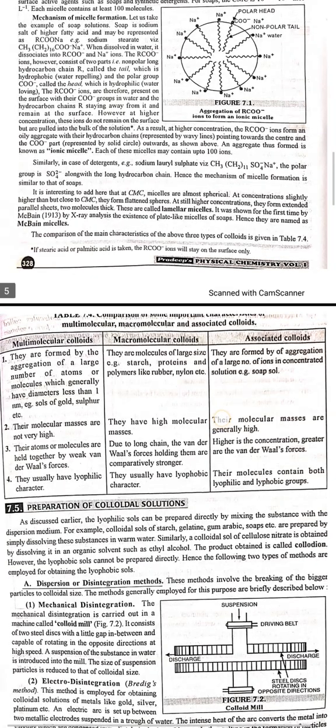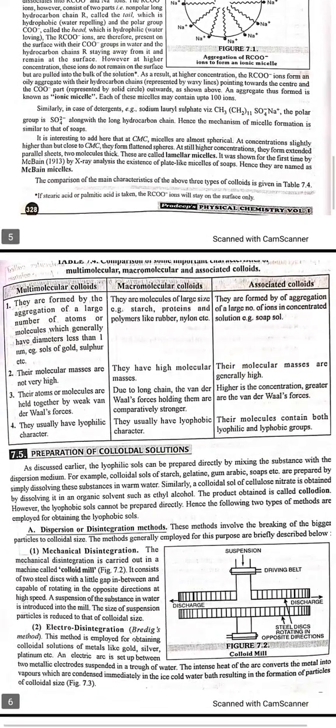Now, in table 7.4, comparison is given between multimolecular colloids, macromolecular colloids, and associated colloids. Multimolecular colloids are formed by the aggregation of a large number of atoms or molecules and generally have diameter less than 1 nanometer, for example sols of gold, sulfur, etc. Macromolecular colloids are molecules of large size, for example starch, proteins, and polymers like rubber, nylon, etc. Associated colloids are formed by aggregation of a large number of ions in concentrated solution, for example soap solution.